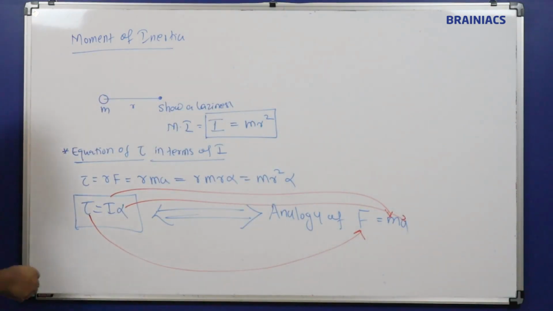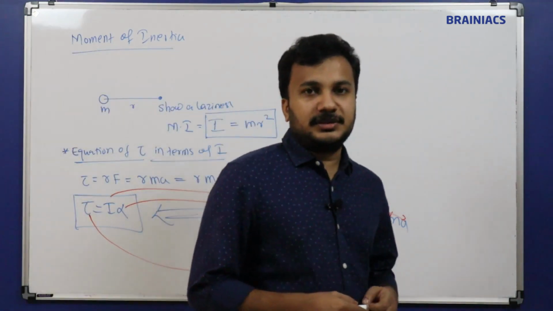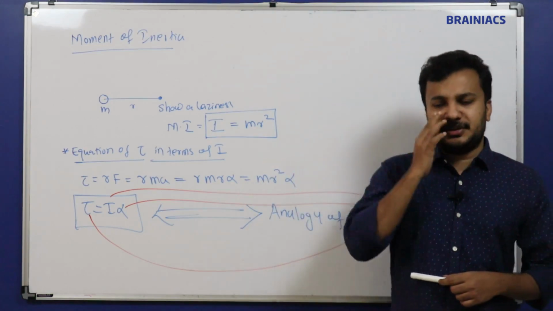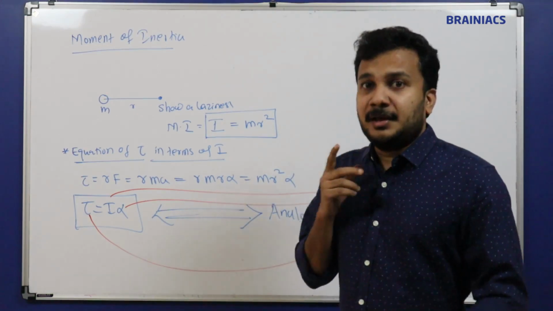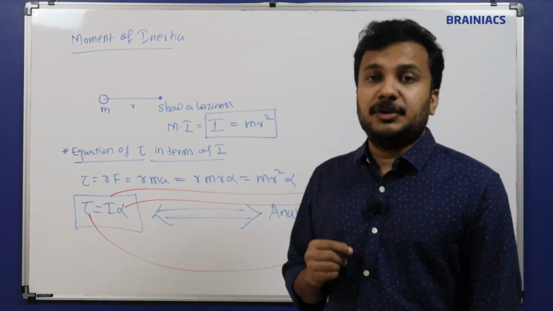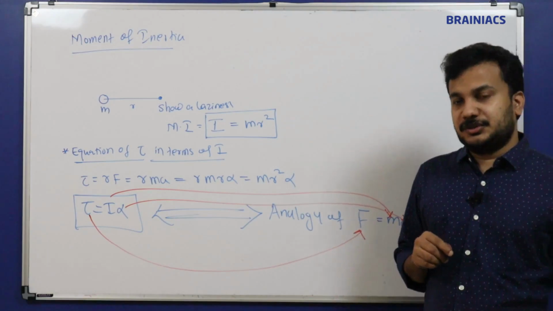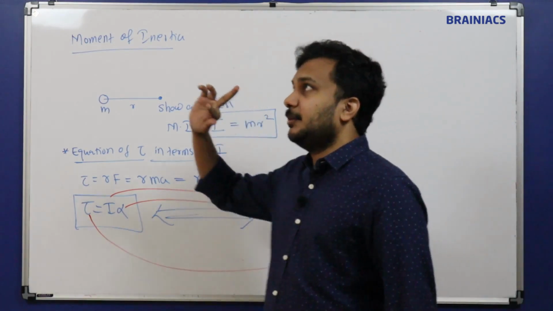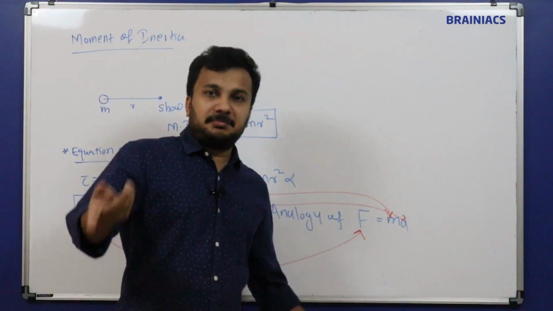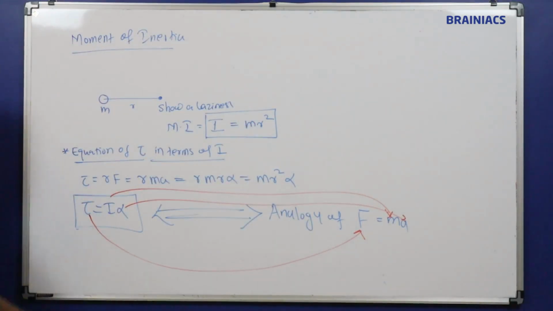Okay, so F is equal to ma is the very famous Newton's second law equation, and the analogous equation in rotational motion is a very old question that has appeared in exams. For the analogous equation of rotational motion for Newton's second law, F is replaced with the torque, m is replaced with the moment of inertia, and a is replaced with alpha. So you get torque is equal to I alpha. Important, right? Depends on the question.